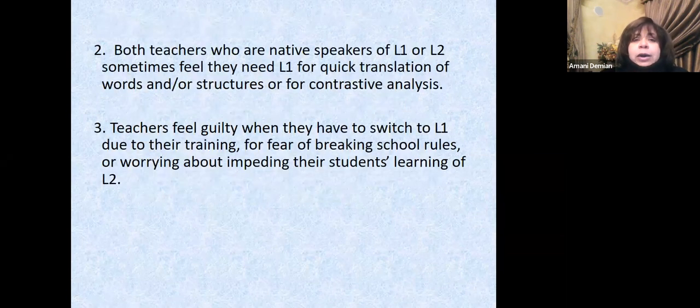Also, teachers who are native speakers of L1 and L2 sometimes feel they need L1 for quick translation of words and structures, or for contrastive analysis when they are explaining different structures in both languages. And teachers feel guilty when they have to switch to L1 due to their learning and training, for fear of breaking school rules or worrying about impeding the students' learning of L2.